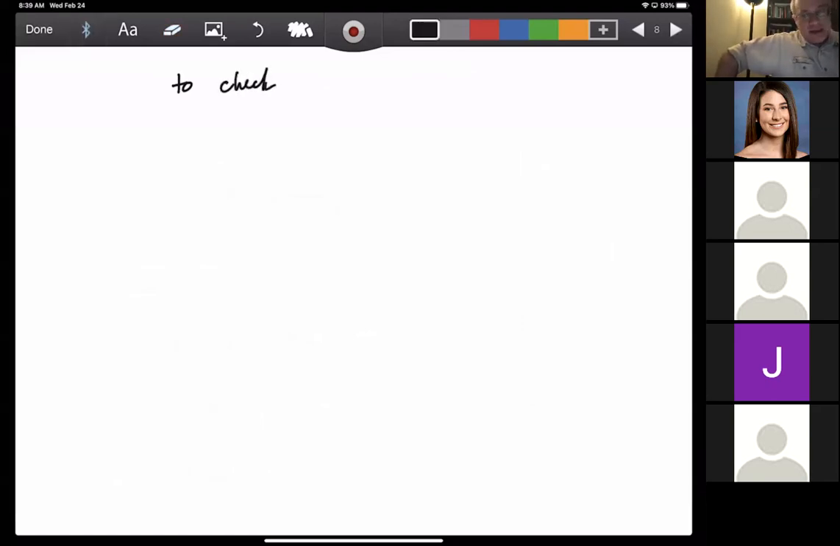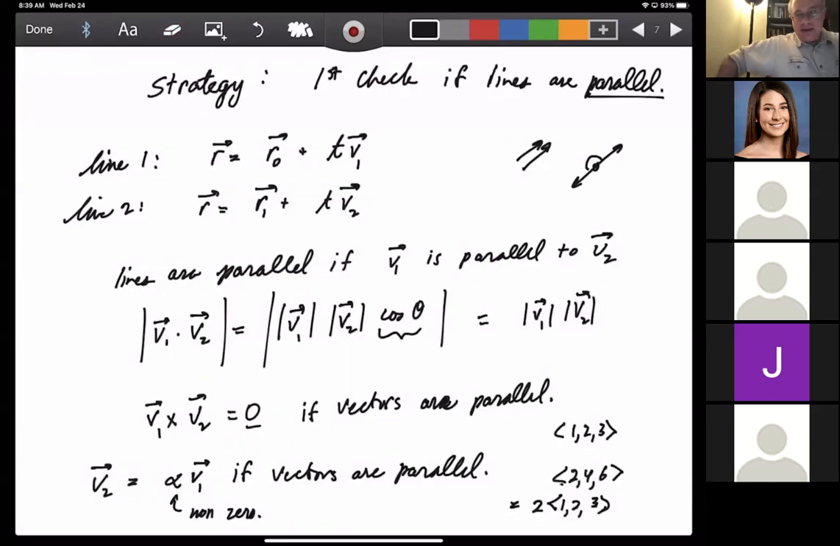Professor, I have a question not really related to what we're doing now, but the dot product is equal to 0 when two vectors are orthogonal, right? Yes, correct. Thank you.